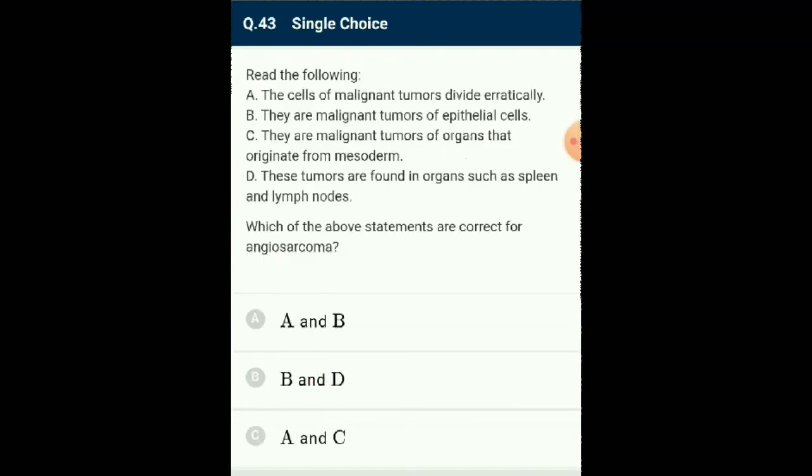Question number 43. Read the following statements. From the given statements, which of the above statements are correct for angiosarcoma?